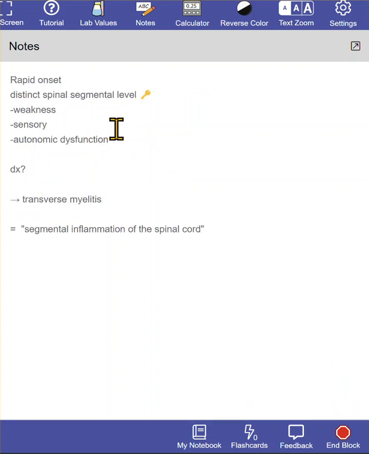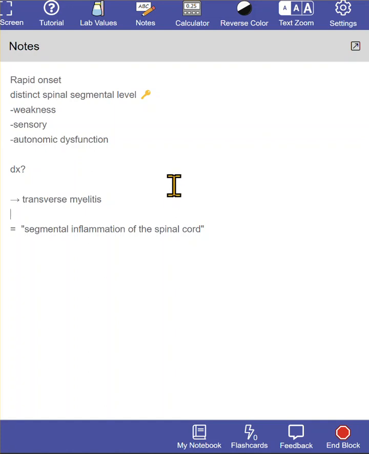So rapid onset, distinct spinal segmental levels, weakness, sensory, autonomic dysfunction. What's the diagnosis? If you have rapid onset, distinct spinal segmental levels, so these are specific segmental levels, and it's rapidly happening, then you have weakness, sensory, and autonomic dysfunction. So you're weak, your sensory input is diminished, and then you have autonomic dysfunction. So that's transverse myelitis.